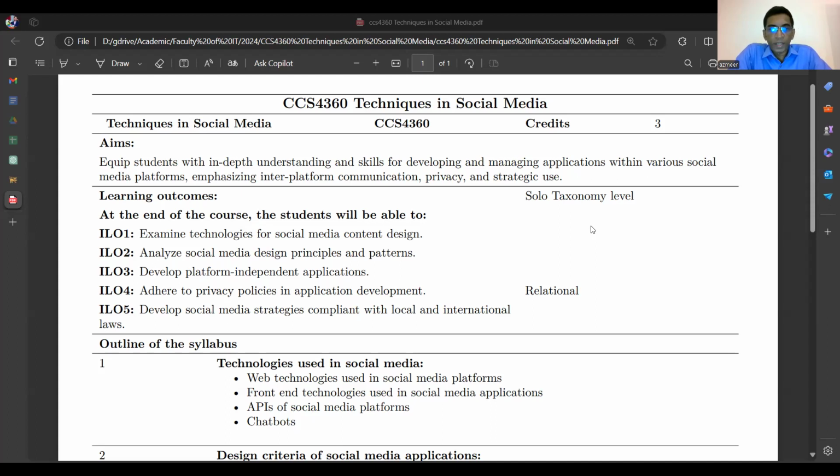There are so many different ways where you can authenticate. So how does that work, right? Your application may be written using PHP, but you are using, let's say, Google to authenticate. We don't know what language Google is using. They may not be using PHP. They may be using something else, but we still can integrate both of them together. Okay. And number 4 is adhere to privacy policies in application development.